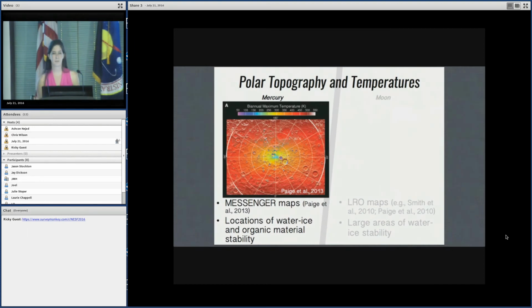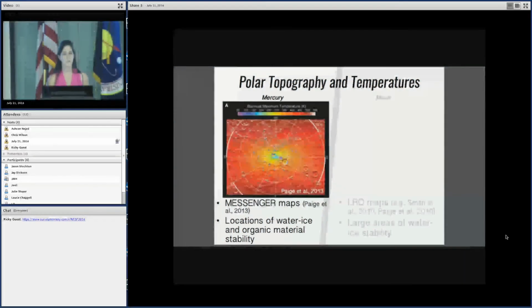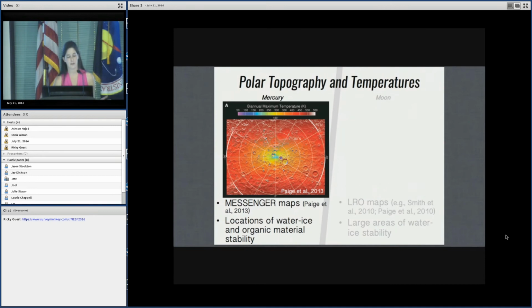We also have temperatures that have been calculated from the topography measured for each planet, and this is mostly work done by Dave Page. So for Mercury, this is a map of the North Pole where they've derived biannual maximum temperature from the topography of the planet. And what they found is that there are locations in the permanently shadowed regions on Mercury that are cold enough to sustain stable water ice on geologic timescales. However, the ice has to be insulated by a thin layer of something else, approximately 10 to 20 centimeters thick, which is suggested to be an organic-rich volatile.